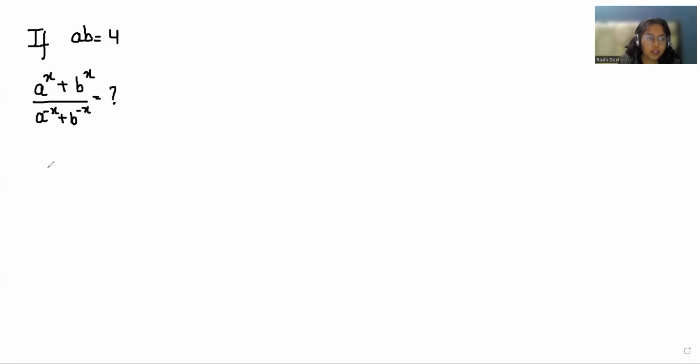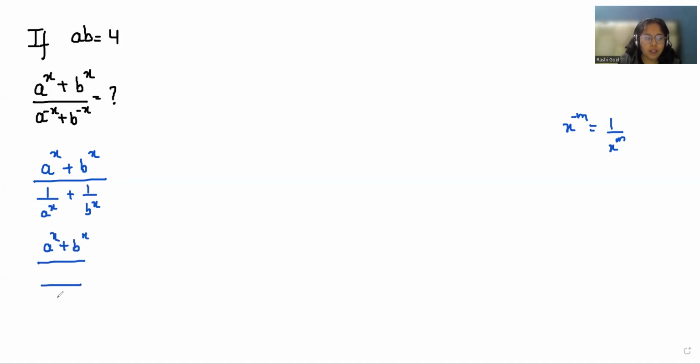So we can solve this as a^x + b^x divided by, according to the exponent rule, x^(-m), we can write it as 1 by x^m. So similarly, we can write it as 1 by a^x plus 1 by b^x. So I'll write the numerator the same and take the LCM of the denominator. So the LCM is a^x b^x, and here b^x plus a^x.